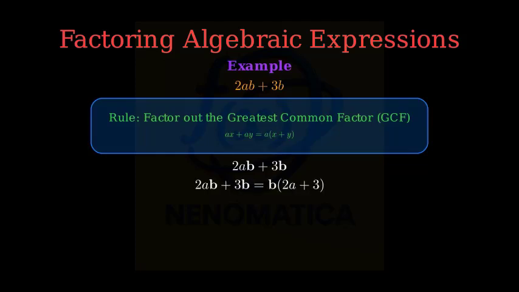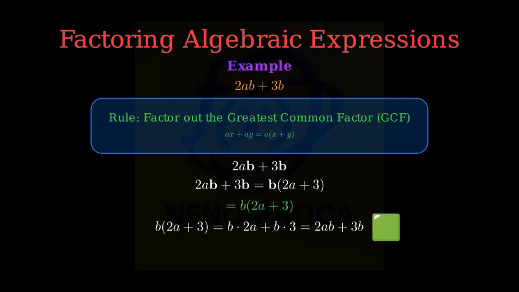So our answer is b times the quantity 2a plus 3. We can verify this is correct by distributing b back to each term in the parentheses. b times 2a gives us 2ab, and b times 3 gives us 3b. So we get 2ab plus 3b, which matches our original expression.